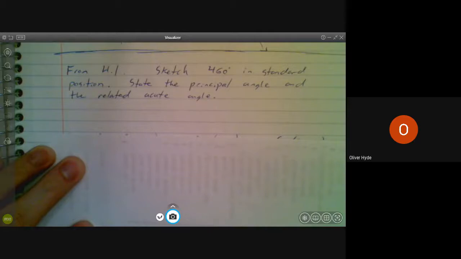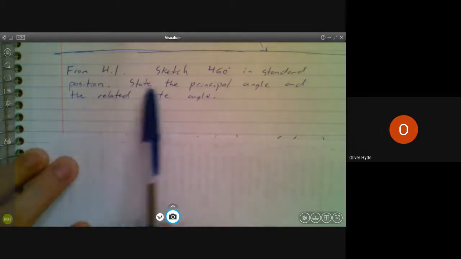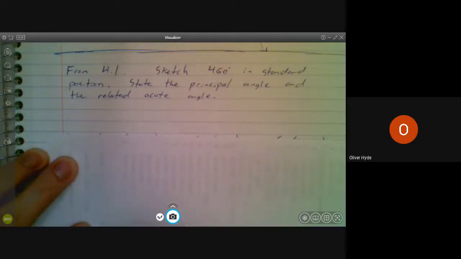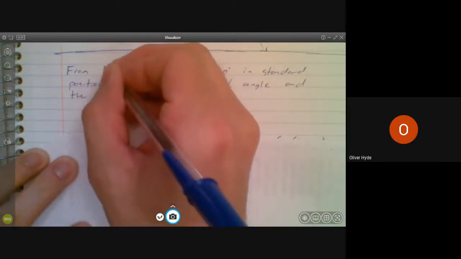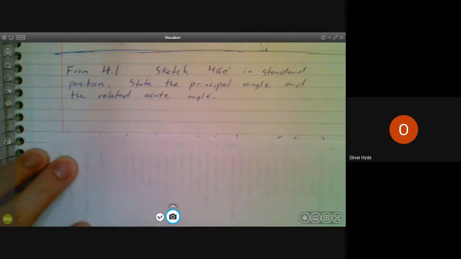I would normally use this to start off 4.2. It's just a bit of a review of all of the definitions that we should have learned from 4.1. So if you haven't read the lesson yet, you probably should. Otherwise, a lot of this won't make a ton of sense.